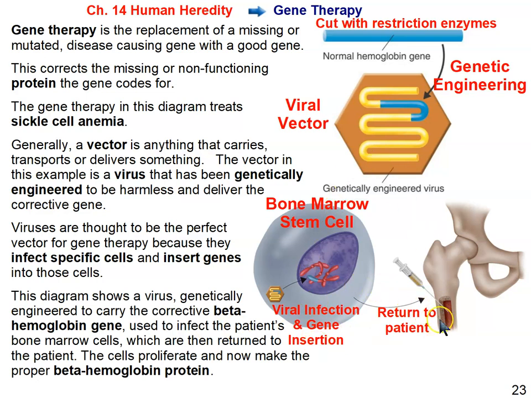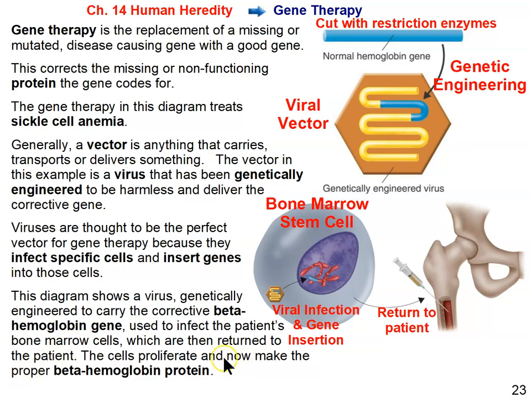But the same procedure could be used to cure a variety of different genetic disorders. And if you recall, the gene that's bad in sickle cell anemia is the beta hemoglobin gene. Remember, there's an alpha hemoglobin subunit and a beta hemoglobin subunit. And it's the beta hemoglobin subunit or protein, or polypeptide, that is affected in the case of sickle cell anemia.